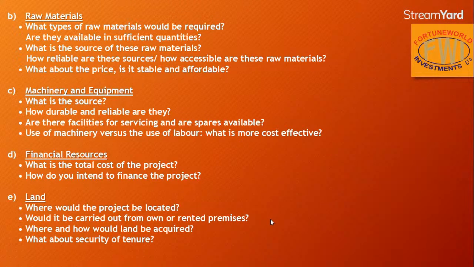So if you want to make chicken feed, you are going to need maize. You're going to need some soybeans. You're going to need some other chemicals. Question is, are those raw materials like maize readily available in the Northwestern Province? The answer is 100% yes, they are available.